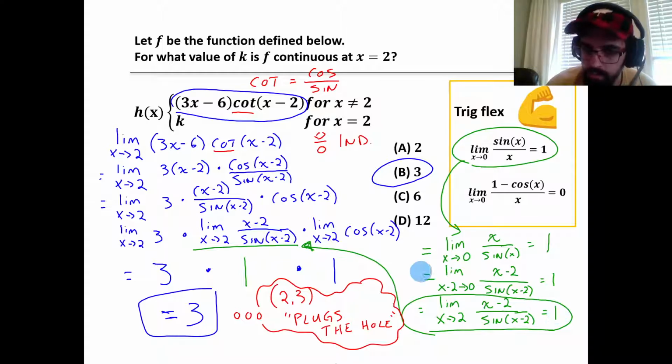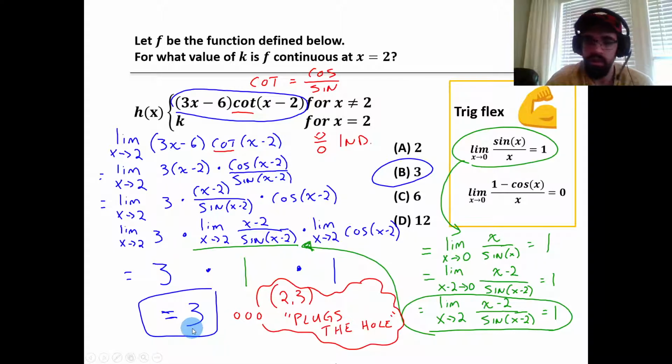Phew, we did it. Notice this limit function looks just like what we have right here in our problem. We have the limit as x approaches 2 of x minus 2 over sine of x minus 2. So now we've shown that this whole thing equals 1. And so good riddance to this thing. Anyways, so we have 3 times 1 times 1. So our limit as x approaches 2 of this function is 3.